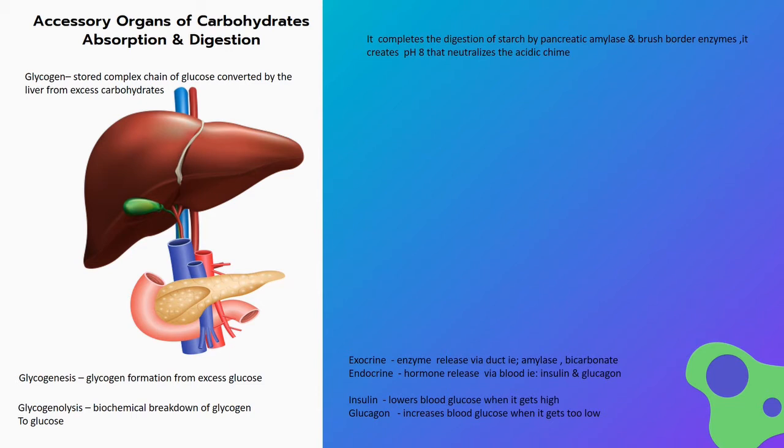The pancreas completes the digestion of starch with the pancreatic amylase and the brush border enzymes. And the pancreas creates a pH of 8, which neutralizes the acidic chyme. Now, let's take a keen look at how the pancreas releases the enzymes, amylase and bicarbonate, and how the liver releases the bile together at the ampulla of Vater.